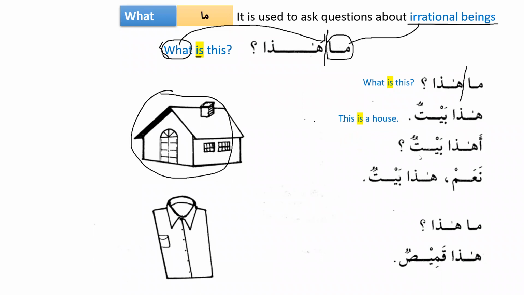And now we have the second question that starts with hamzatul istifham. Ahādhā baytun? Is this a house? So now this is a question which we are asking using hamzatul istifham, and the answer has to be yes or no, because it is a yes-no question. So you will say na'am hādhā baytun. Yes, this is a house. Ma hādhā. Now we can see in this picture, ma hādhā, what is this? And the answer is hādhā qamīsun. This is a shirt.